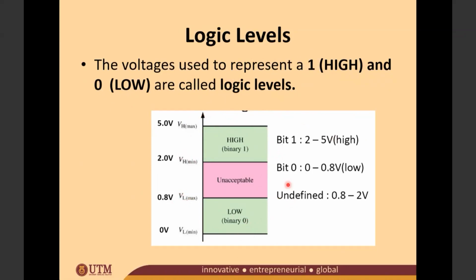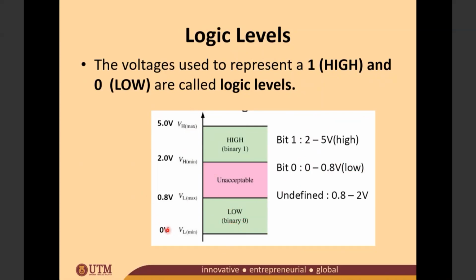In this case, if we look at this diagram, any value that falls between 2 volt and 5 volt, we call it a logic 1. This is the logic level. And for logic 0, any value that falls between 0 to 0.8 volt, we call it a logic 0, or logic low. So this is a logic level, the voltage used to represent either 1 or 0.